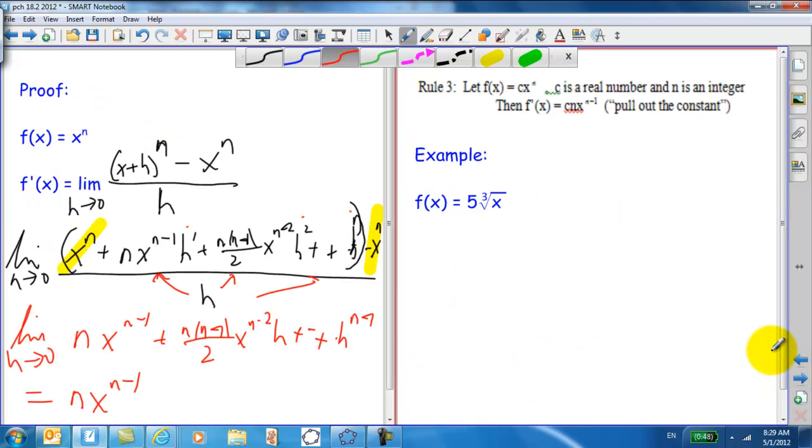Okay. Now, f(x) equals c times x to the n, where c is a real number and n is an integer. Then the derivative is c times n times x to the n minus 1. So in other words, you pull out the constant. And basically, you could do this even more generally too. If you take a constant times a function, you're just going to end up bringing that constant along for the ride because the constant can essentially factor out. See, if I just came over here and put the c into here, you could factor the c out, and there would be c in front of the limit.